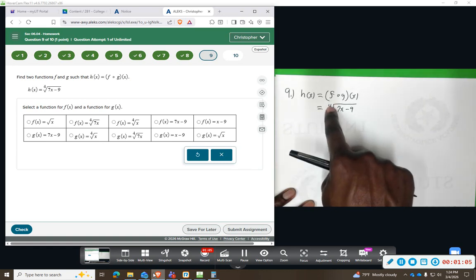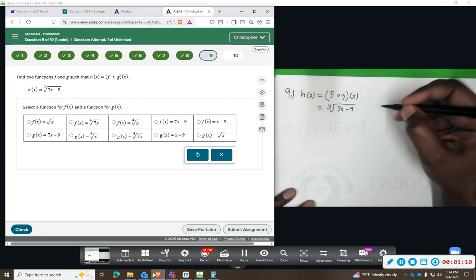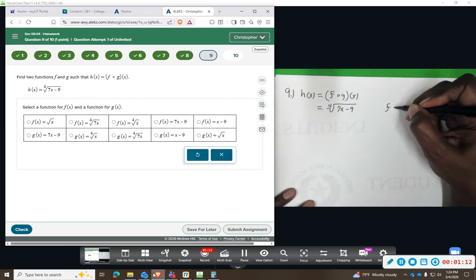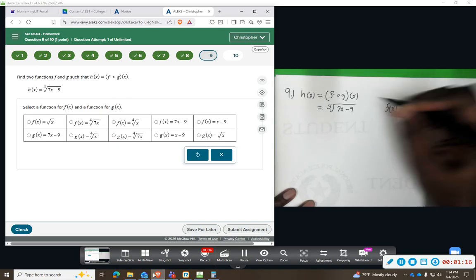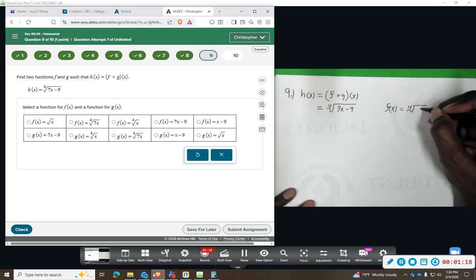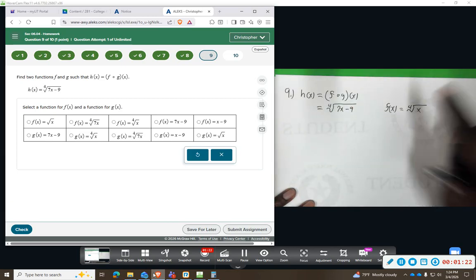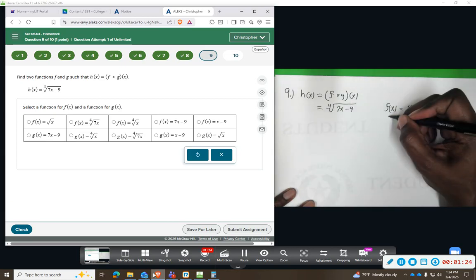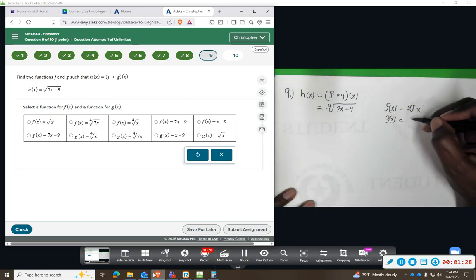So the outer function in this case is going to be the 4th root. So I would say f of x is the 4th root, and then just replace all this with x. So usually you just take the outer function and just put x there, and we call the inside g of x. This is one of the simplest ways to do this.